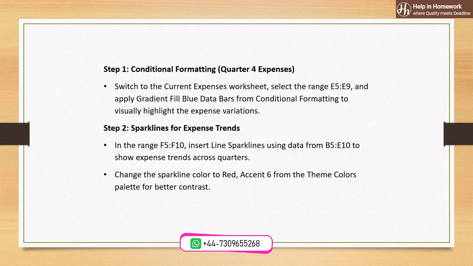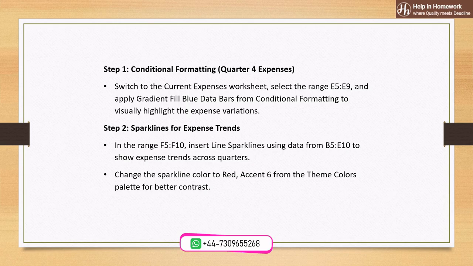Step 1, Conditional Formatting, Quarter 4 Expenses. Switch to the Current Expenses worksheet, select the range E5:E9, and apply gradient fill blue data bars from Conditional Formatting to visually highlight the expense variations.